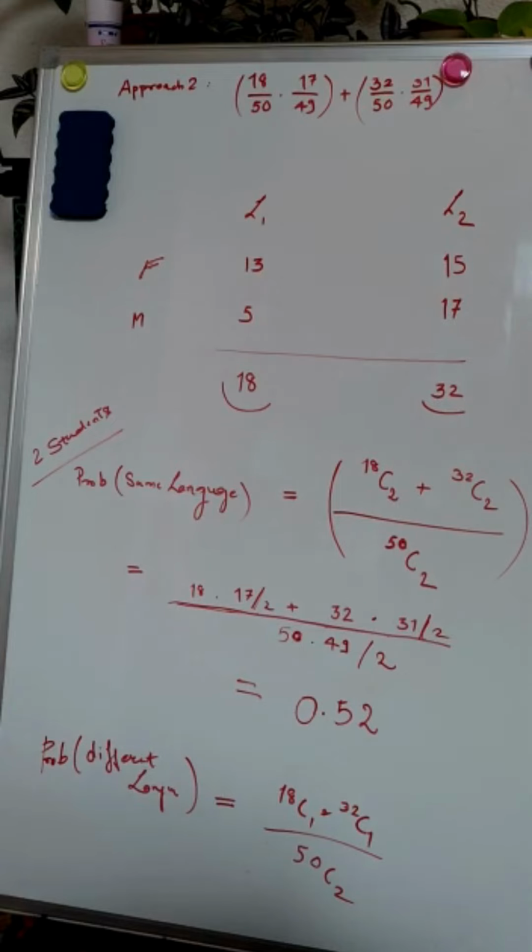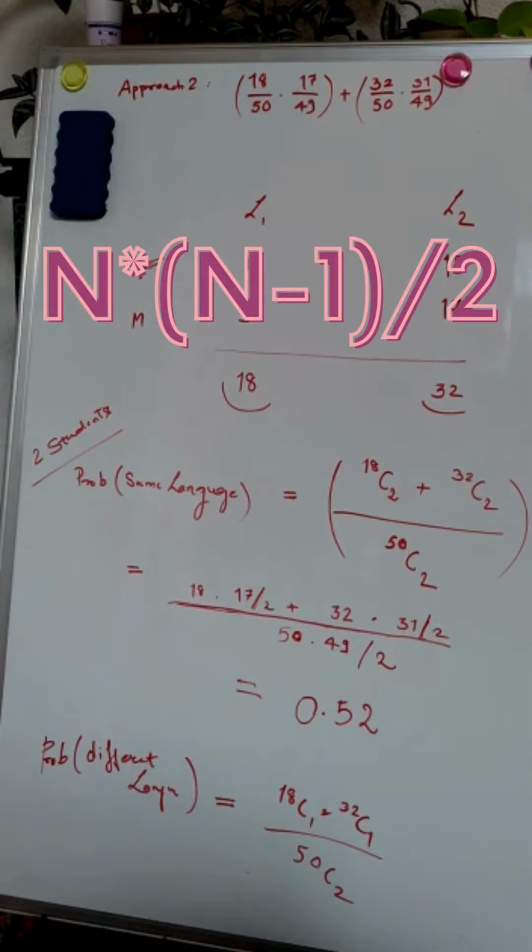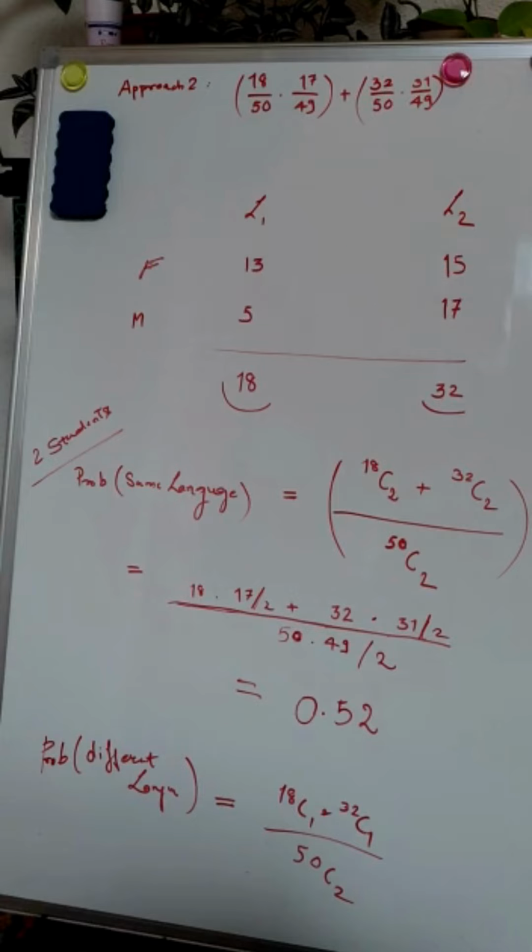So 18 C2 would be 18 into 17 by 2. That's the beauty of n C2: you can just do n into n minus 1 upon 2. So it's an easy way to calculate. You put the values: 18 into 17 by 2 plus 32 into 31 by 2, divided by 50 into 49 by 2. You will end up at somewhere around 0.52.